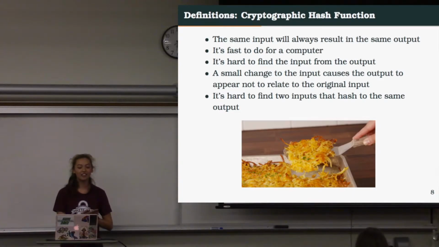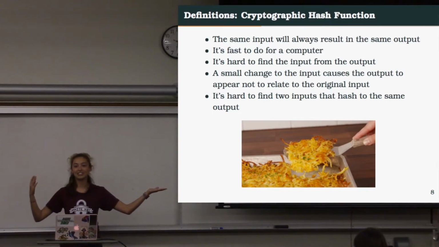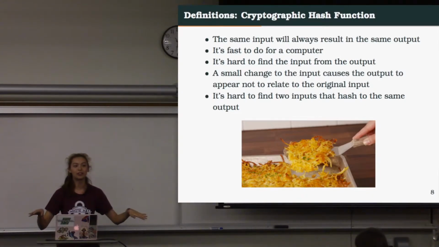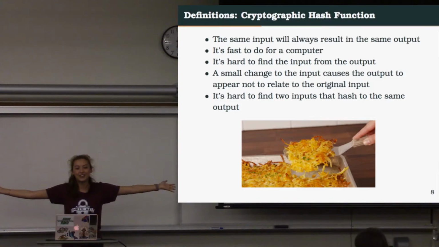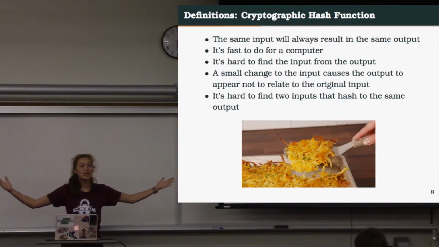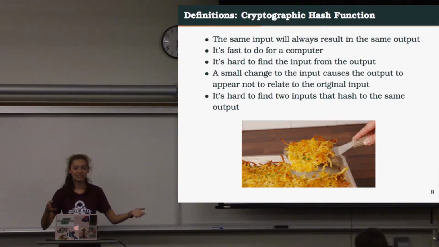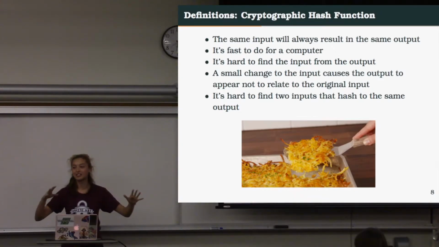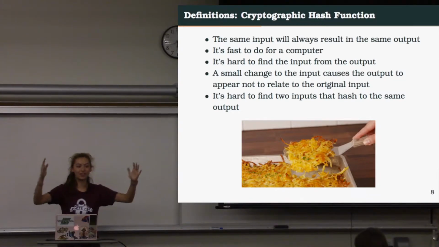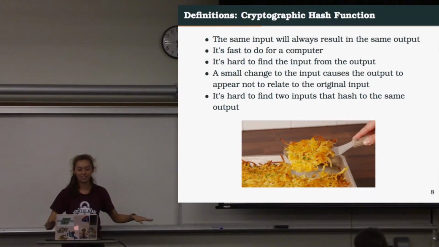So you shouldn't be able to tell. And then the last thing is that, again, it's hard to find two things that hash to the same thing. So you shouldn't find hello and, you know, a cat picture, and you take the hash of both those things, and it's the same exact thing. That's not what you want. That, of course, happens because there's an infinite amount of different messages that you could send, and computers only have finite space. So there's a thing in math called the pigeonhole principle, and that makes it really hard to actually get an infinite amount of things into a finite space. That's not something you can actually do.